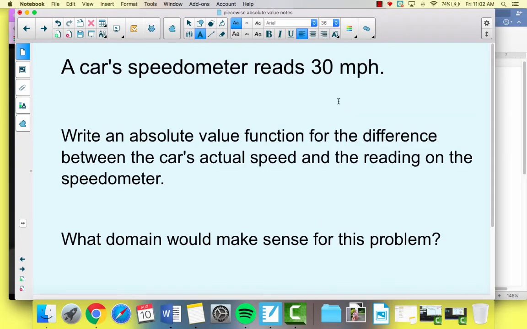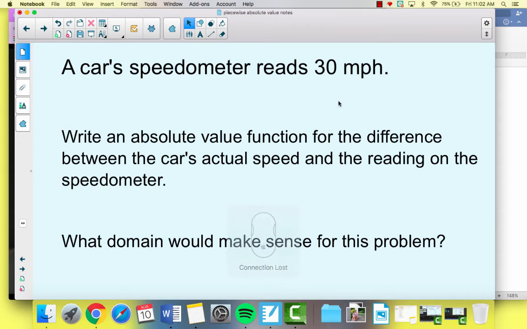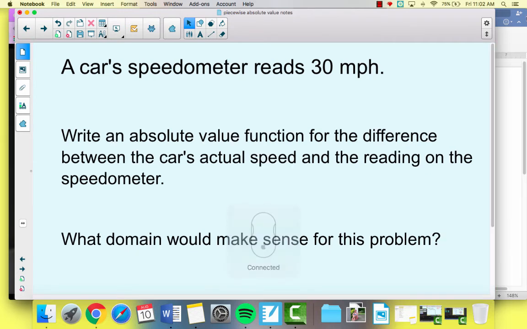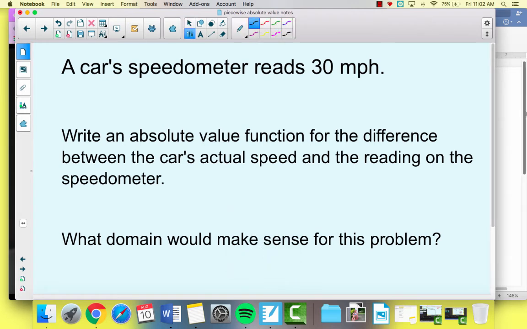The only other thing I want to cover today in this section is about writing absolute value functions. Now there's multiple types of problems that you could see in terms of writing absolute value functions, but one that's pretty common to see is when we are talking about a car's speedometer. So here's an example. It says a car's speedometer reads 30 miles per hour. It says write an absolute value function for the difference between the car's actual speed and the reading on the speedometer. So in this case, there's a couple keywords that are going to help us set up this function.